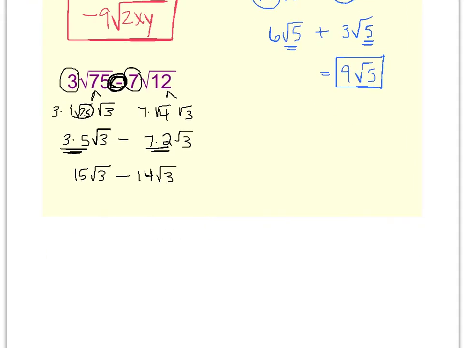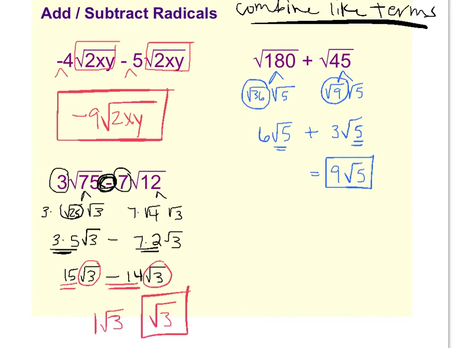So do we have like terms? They both have a square root of 3, which means we can go ahead and subtract. So we'll take our 15 minus the 14, and you get a 1 square root of 3. That 1 is optional. You could write it or not write it. Either way, that's the answer we're looking for. So adding and subtracting radicals, very, very picky. Your radicals, your square roots, have to be exactly the same in order for us to actually add those together. If they're not the same, reduce everything you can reduce to see if then they're the same to put them together.